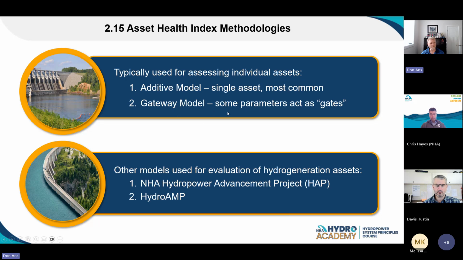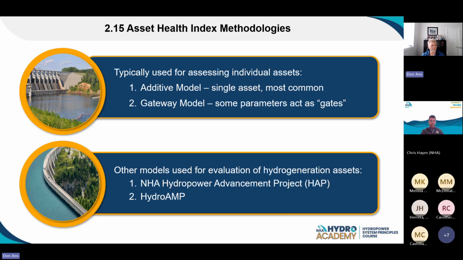And then there's a gateway model where some parameters act as gates. I have seen the gateway model used where people would determine that at a certain measurement, it would invoke additional measurements to investigate the problem more fully. This is very common where you wouldn't be able to get all the information on an asset without taking it out of service, but you wouldn't want to take it out of service until it had given you some indication that you're actually going to take it out. So that's where the gateway model would come into play.